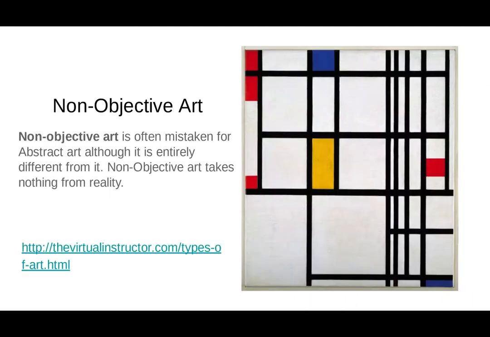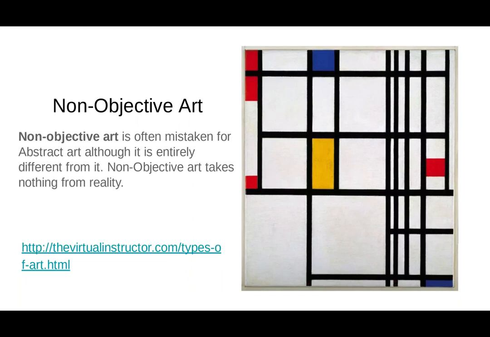All right, now the last category we talk about when we're doing art critique is non-objective art. Non-objective art is often mistaken for abstract art, although it is entirely different from it. So non-objective art takes nothing from reality. So the difference between abstract art and non-objective art is that abstract art, like the figure playing the guitar, looks like something we recognize from our reality. Non-objective art looks like nothing from reality.